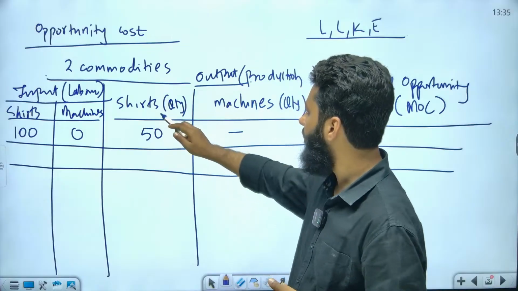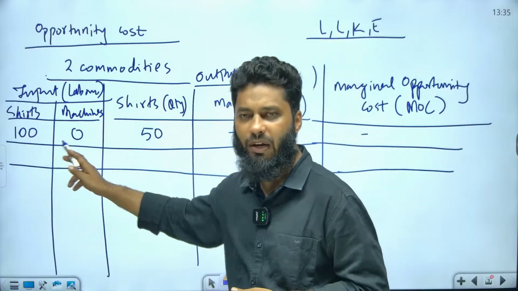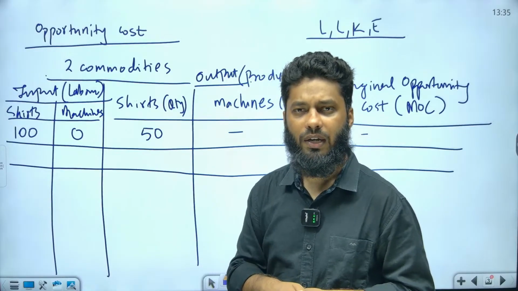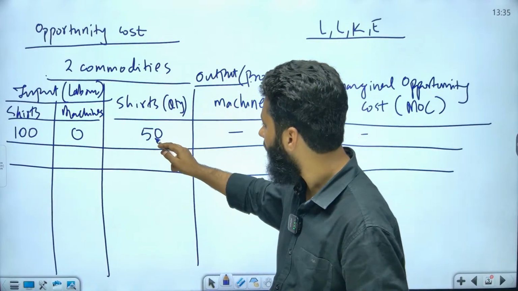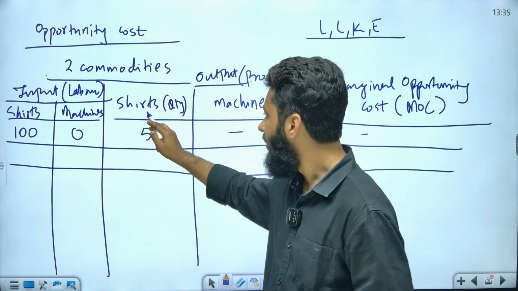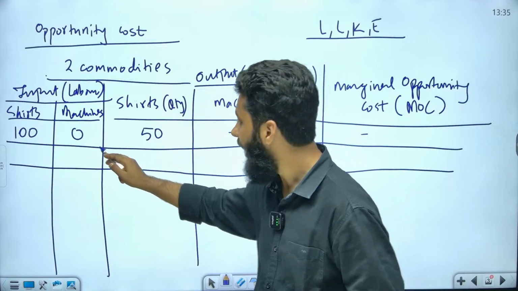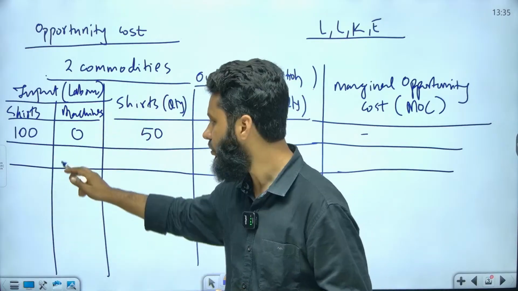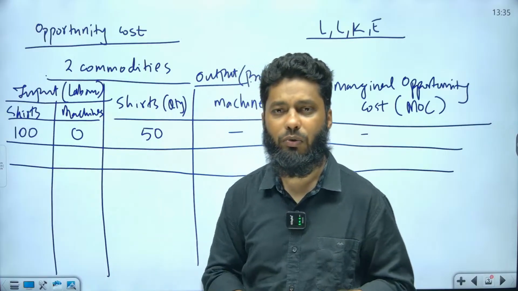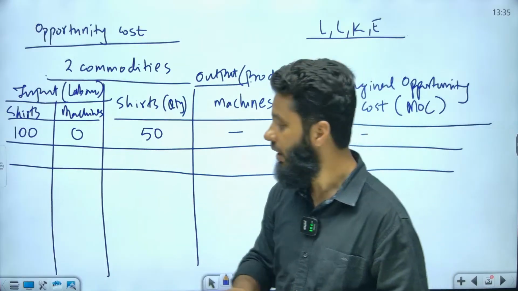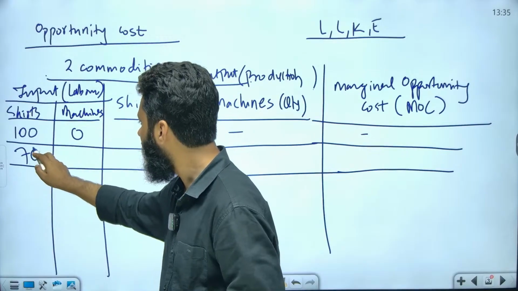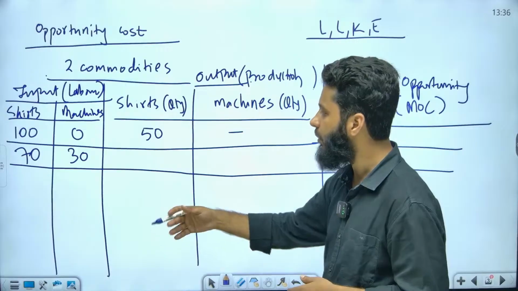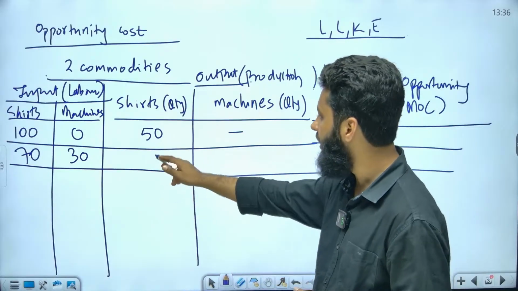For example, you are manufacturing shirts. You are happy by producing 50 shirts, right? Now what you are doing is compromising, sacrificing the output of shirts by diverting some of the labor to manufacturing of machines, right? So some of the labor will be diverted towards manufacturing of machines. Now suppose here we divert 30 laborers towards production of machines, and production of shirts declines.